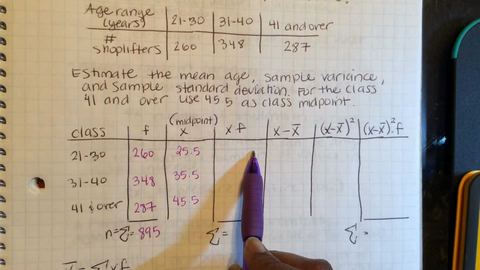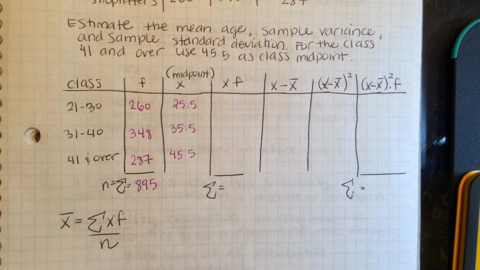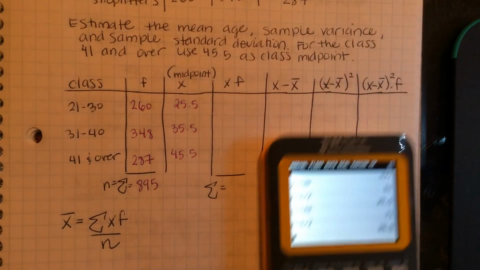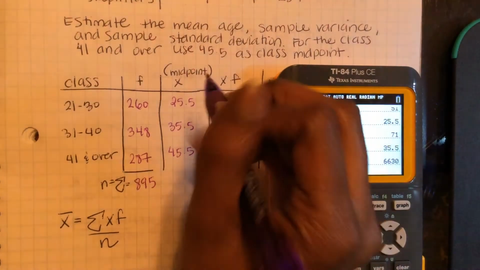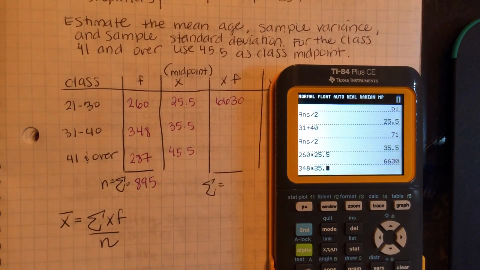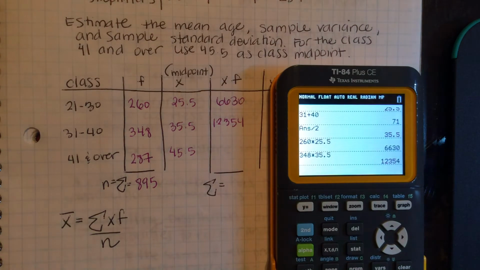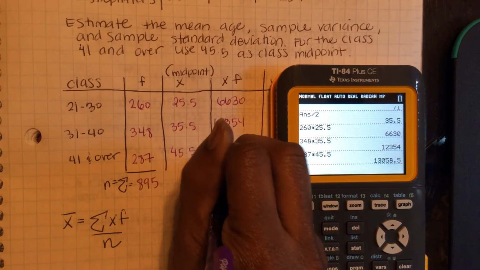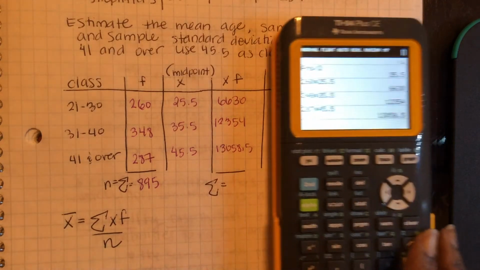So now x multiplied by the frequency, we're going to use that to help us figure out our mean. So we have 260 multiplied by 25.5, which is 6630. We have 348 multiplied by 35.5, which is 12,354. And then we have 287 multiplied by 45.5, which is 13,058.5.